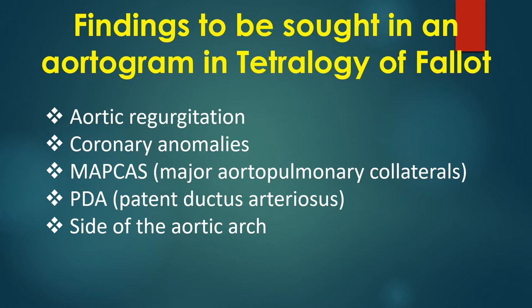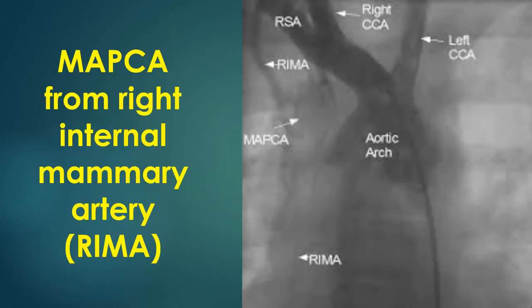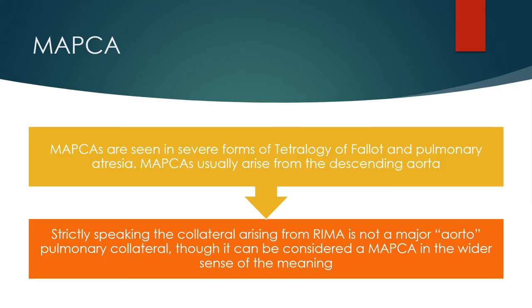Findings to be sought in an aortogram in tetralogy of Fallot are aortic regurgitation, coronary anomalies, MAPCAs, PDA, and side of the aortic arch. Still frame from an angiogram with radiocontrast dye injected using a pigtail catheter kept in the right brachiocephalic artery, showing major aortopulmonary collateral artery arising from the right internal mammary artery. MAPCAs are seen in severe forms of tetralogy of Fallot and pulmonary atresia.